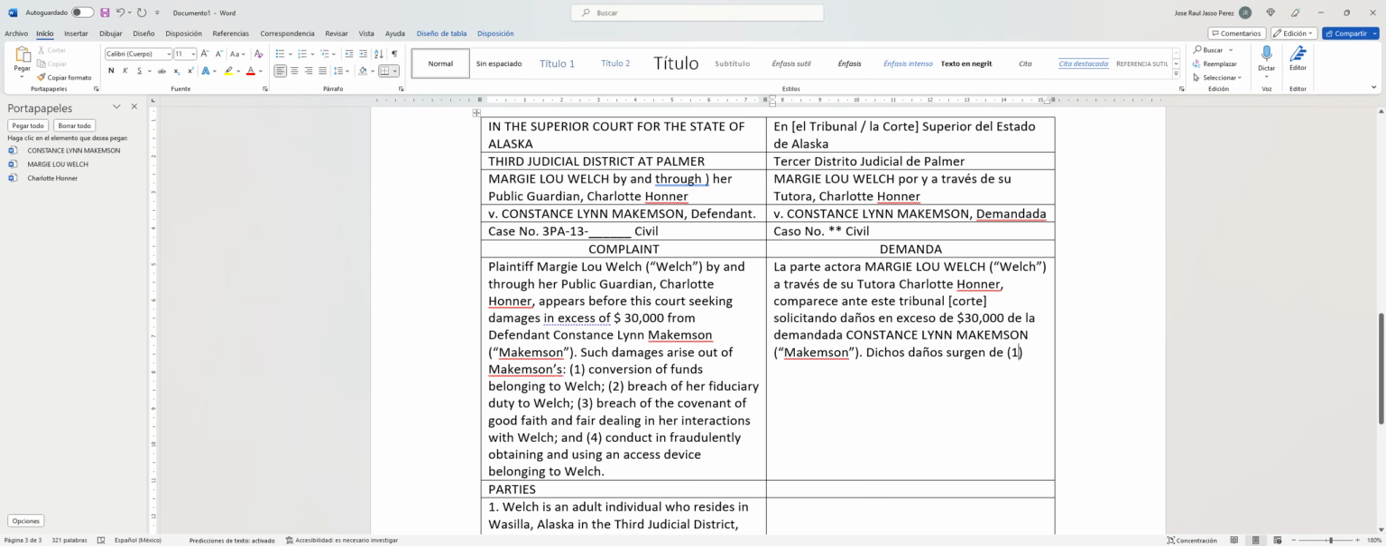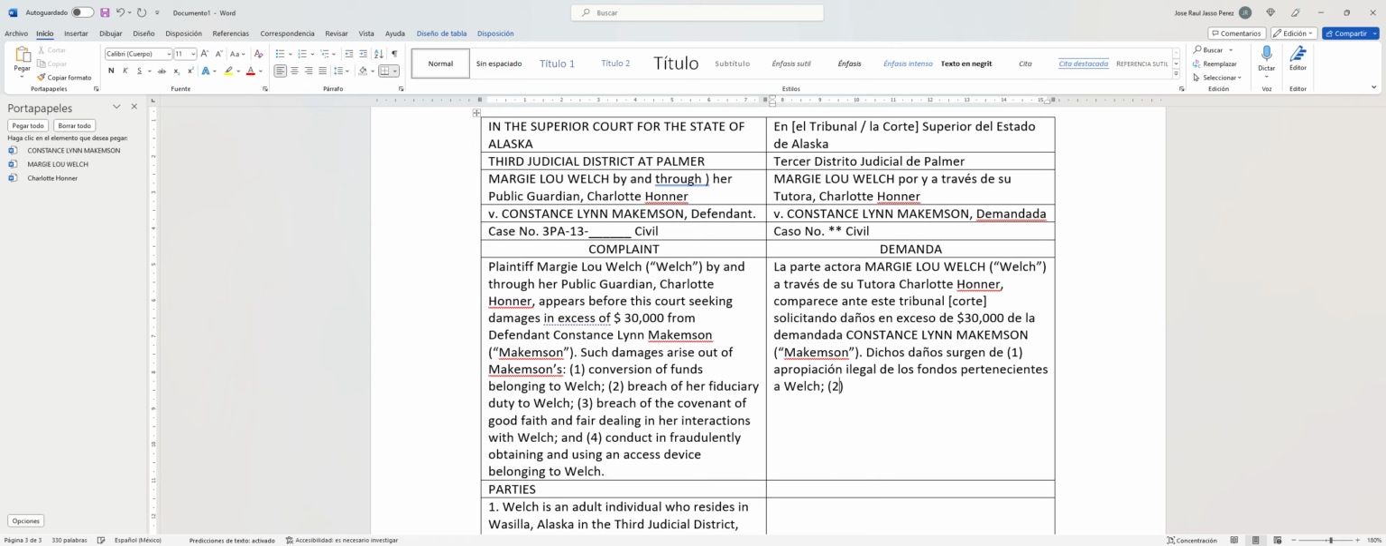One. So in English we have conversion of funds belonging to Welch. So conversion, it's a crime, it's a property crime. There's a similar crime in most Spanish-speaking jurisdictions called abuso de confianza. But I think for purposes of translation, we can use apropiación ilegal as a correct translation of conversion. Apropiación ilegal de los fondos pertenecientes a Welch.